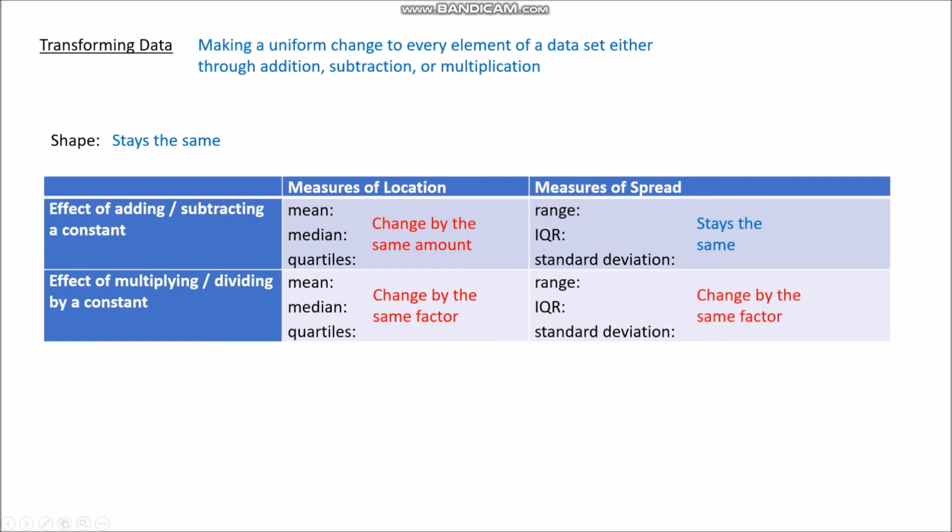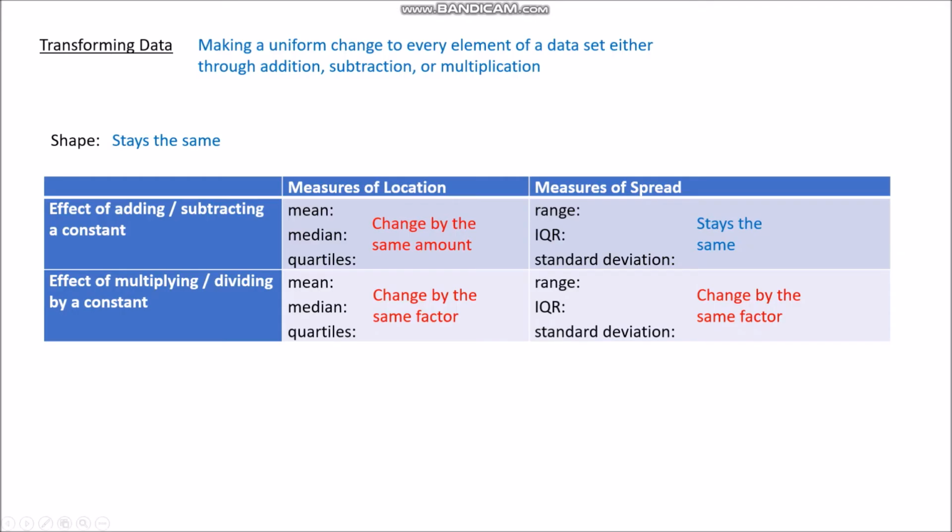All right, so what we should always be able to see is that the shape will stay the same. Measures of location, they change no matter what happens because you're taking values and making changes to them. But your spread only changes if we are multiplying and dividing.